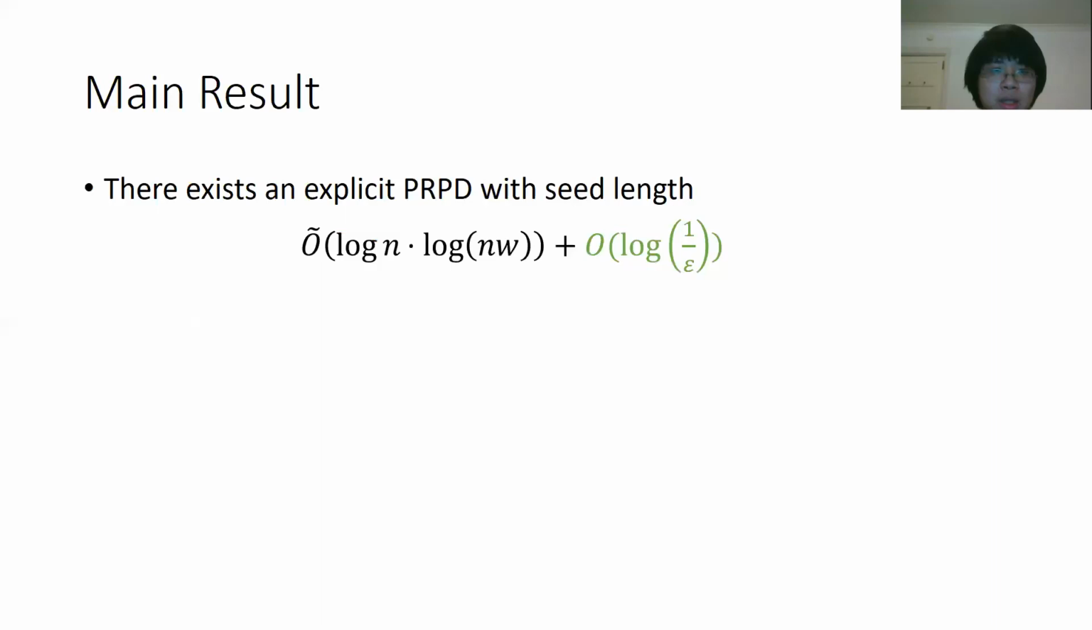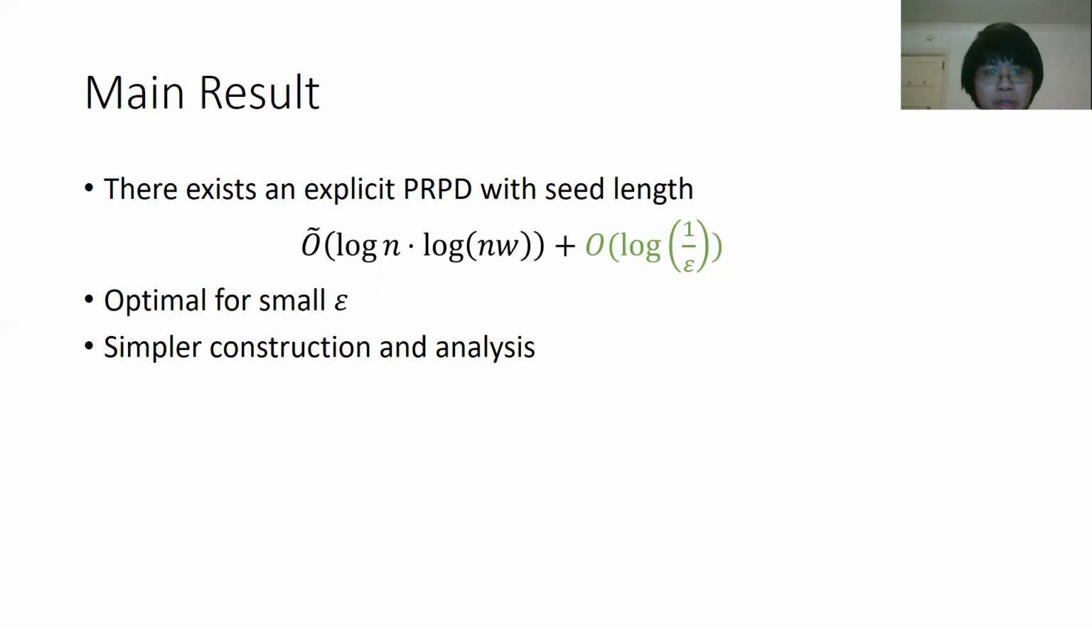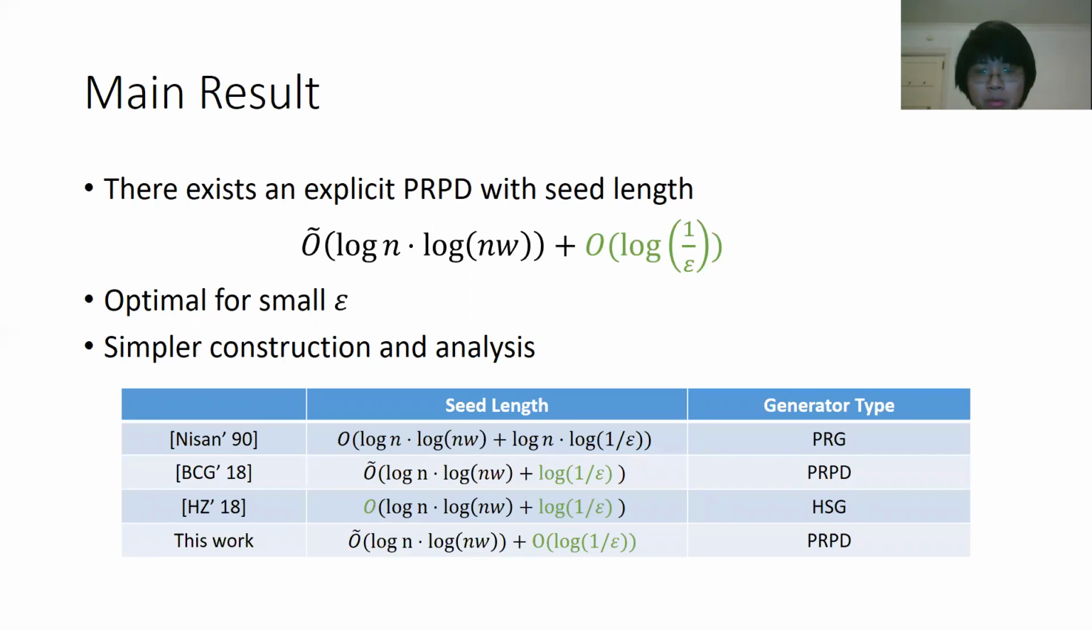And the main result in this work is we construct an explicit PRPD with seed length which is optimal for a small error. And compared to the result of BCG, we further remove a log factor from the epsilon term. And we also believe that our construction and analysis are simpler than the original work in BCG. And this is a comparison of our work and the previous work.